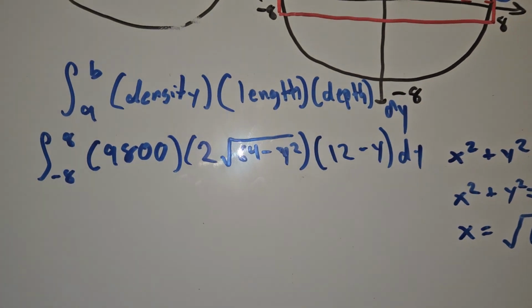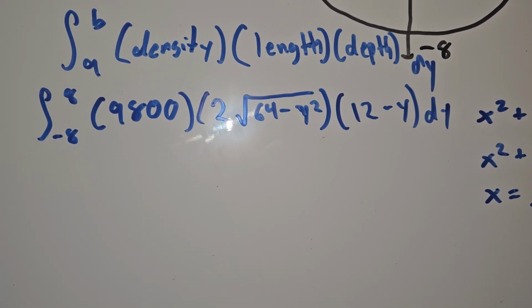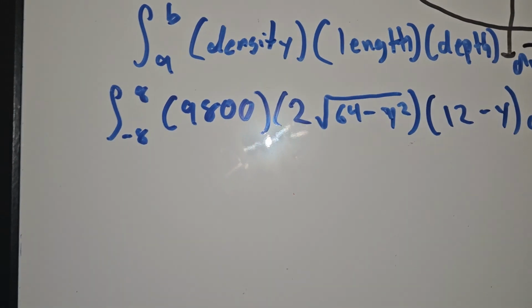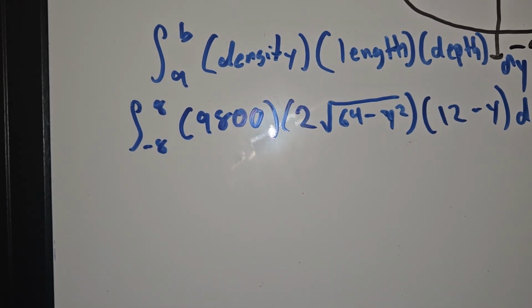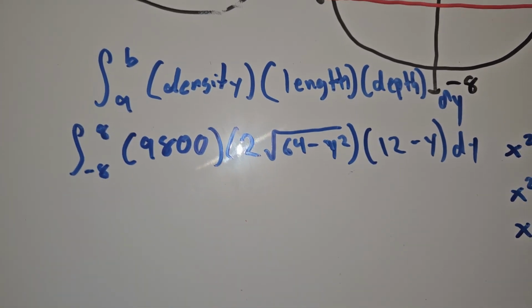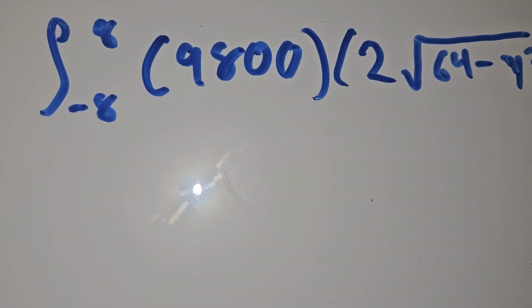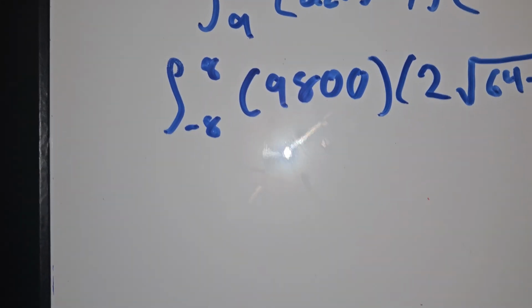Okay, so now what we're going to have to do is basically solve this integral. But let's take these two numbers out of the integral, because they are factors that we can move out. They won't be integrated. So this is 9,800 times 2. That will be 19,600.